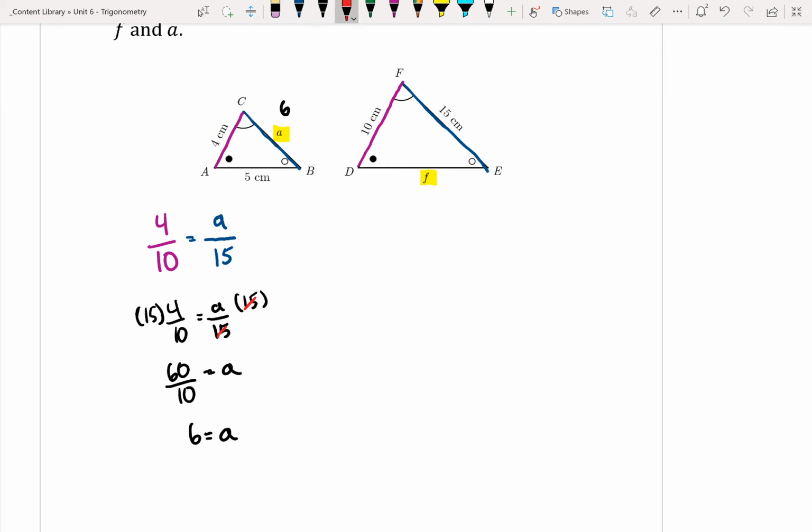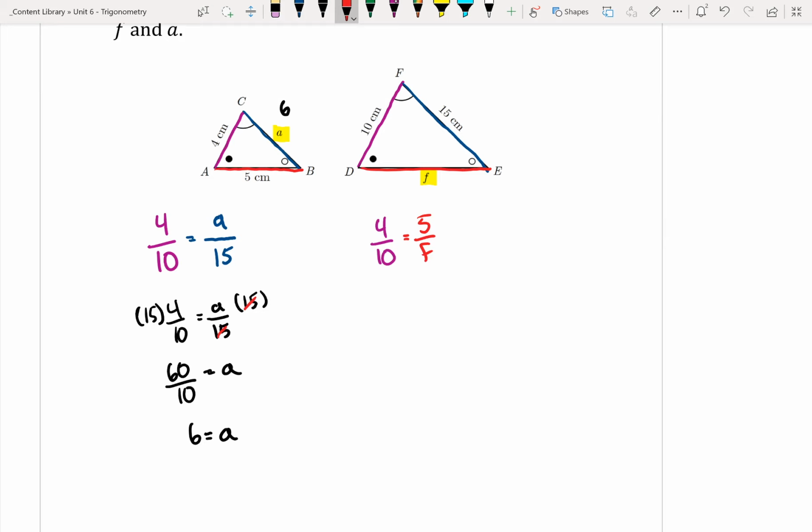Now I need to find my next side. I'm still going to do the same thing. So I'm still going to put 4/10. And in this case now, I'm looking at my other sides, the ones I've highlighted in red. So 4/10 is going to equal 5/f. Right? I've put the small triangle sides on top and the large triangle sides on the bottom. And now I can solve for f.